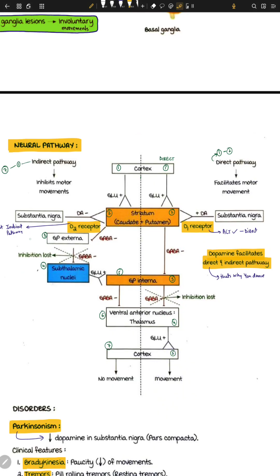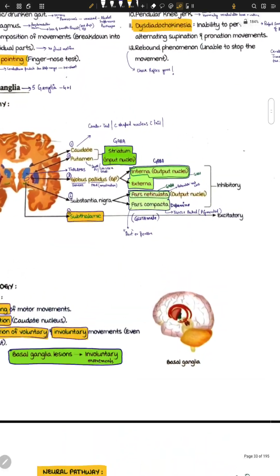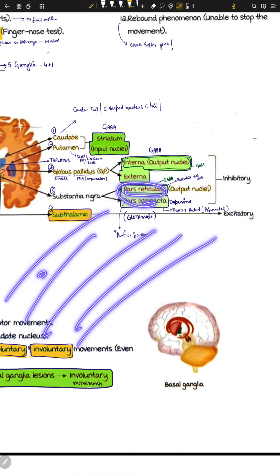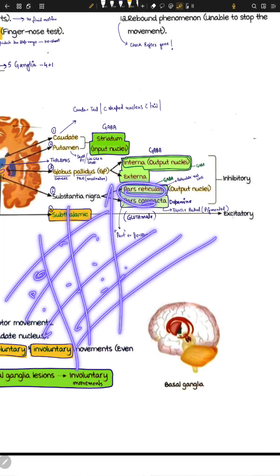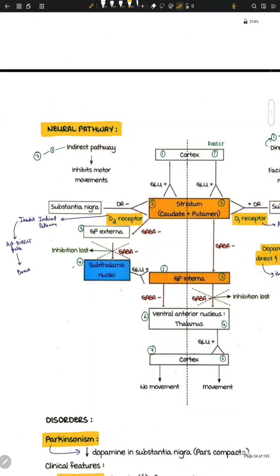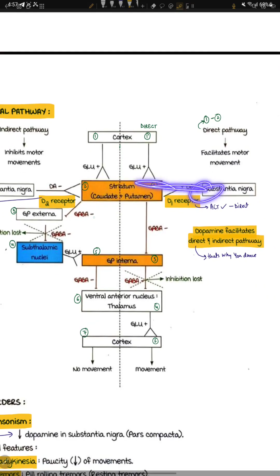What about substantia nigra? Well, substantia nigra produces dopamine via pars compacta, not reticulata. Sorry, pars reticulata is this mesh. It's like this mesh, and these are like gray matter everywhere, and this reticulata is the output nuclei. And what happens is that via D2 receptor, it inhibits this striatum.